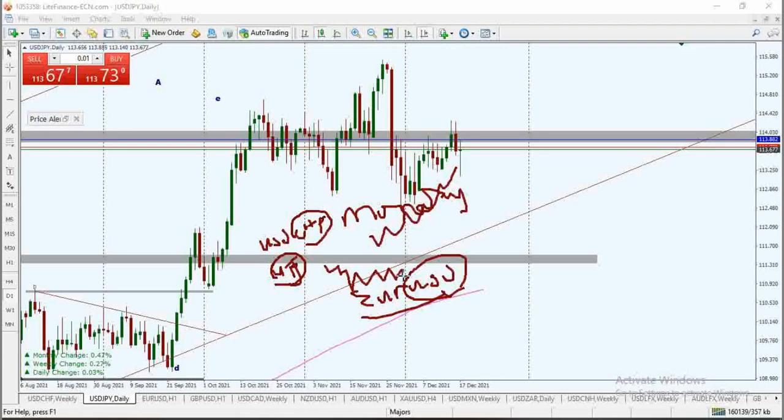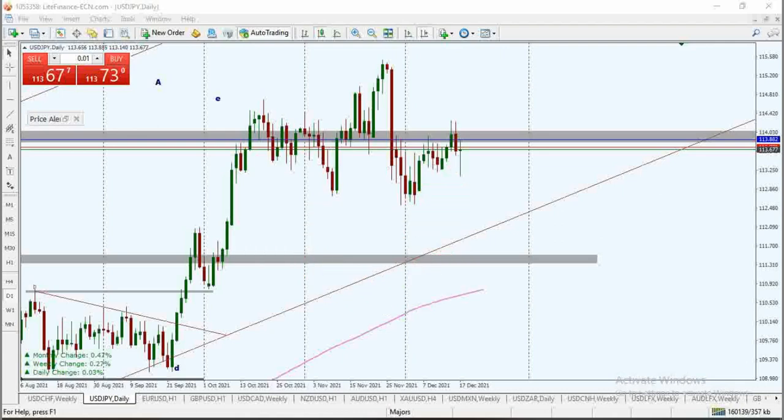You want to be taking trades when you have structural backing, because if you take trades without structural backing, you're going to leave that trade on a loss, and that's not going to be good for you as a trader. Okay, so let's look at what happened last week.